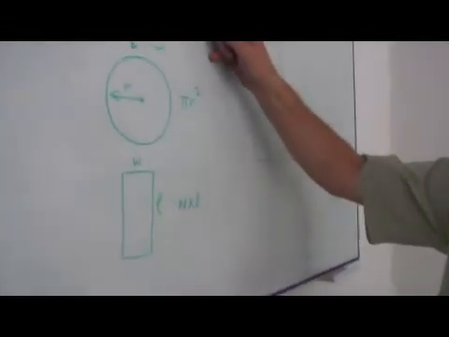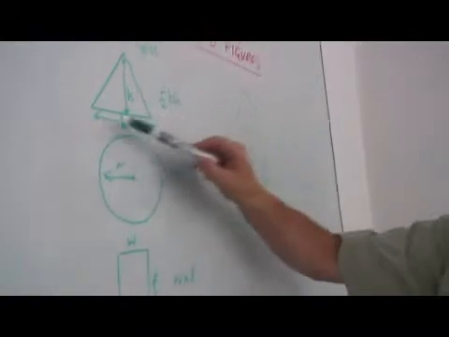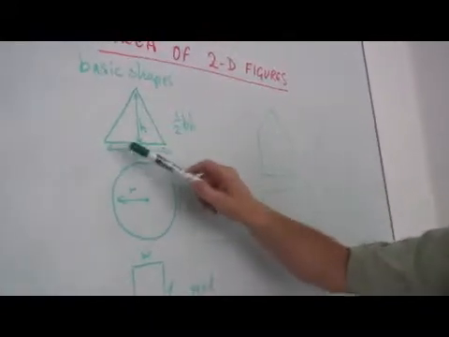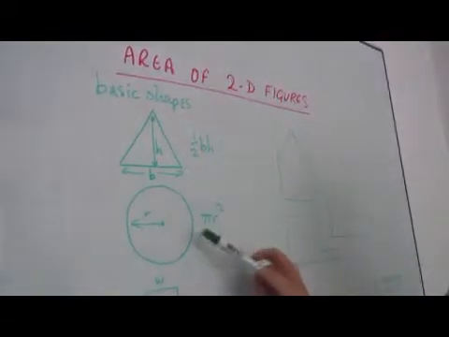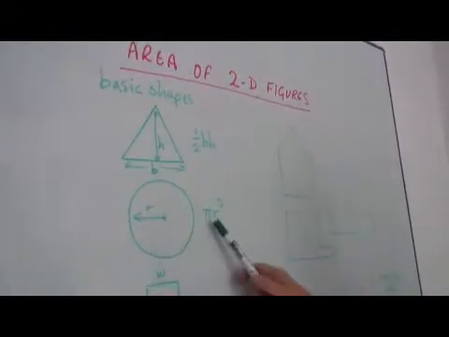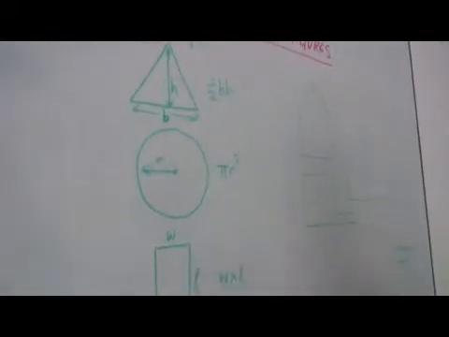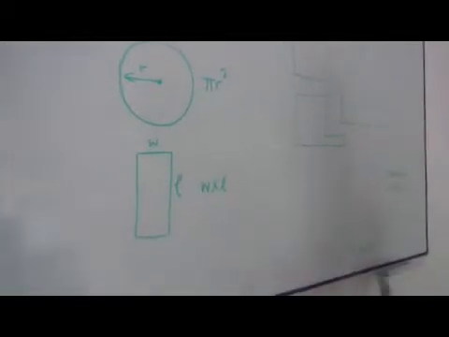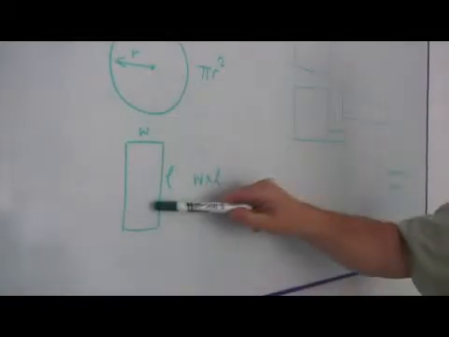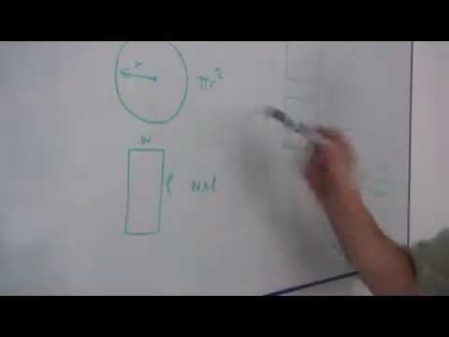We have got the triangle. We know the area of the triangle is half the base times the height, half b times h. We have a circle. We know pi r squared is the area of a circle. We know a rectangle, it's the width times the length. So these are basic shapes which we do know the area of and can calculate the area of.